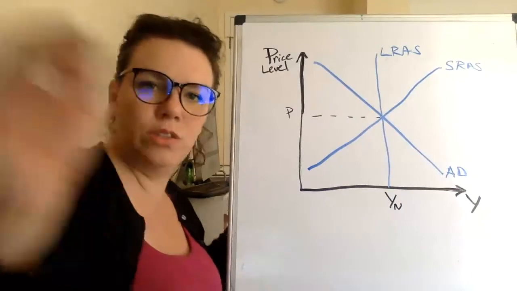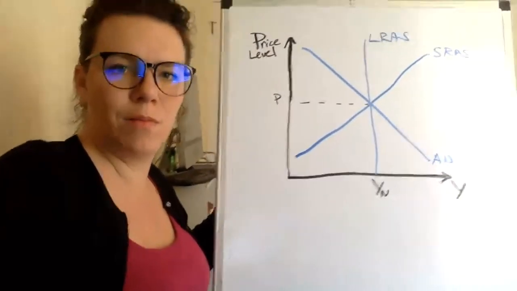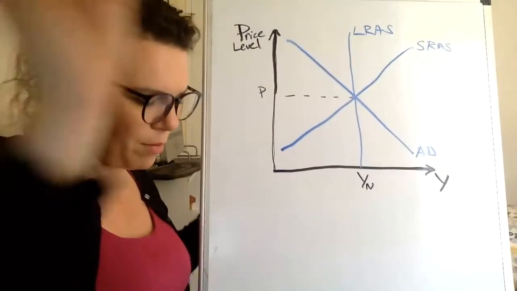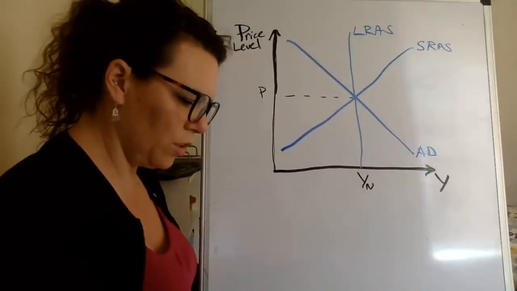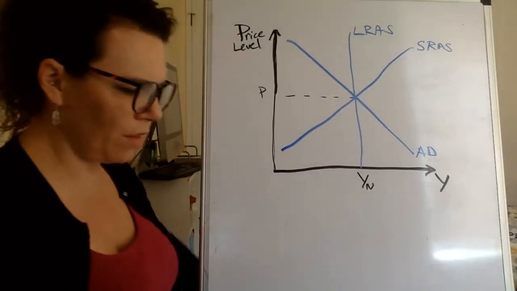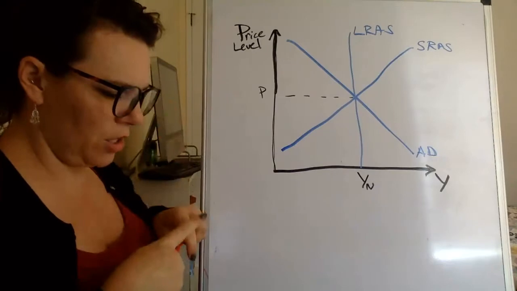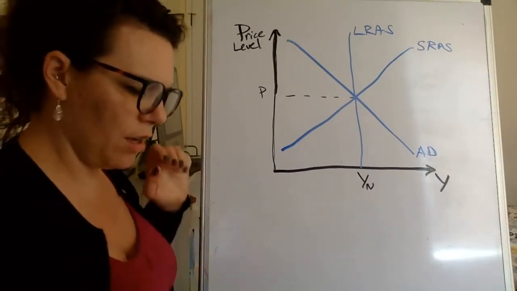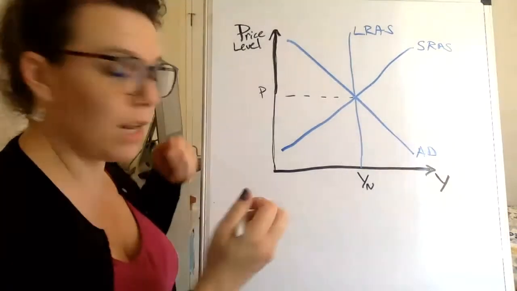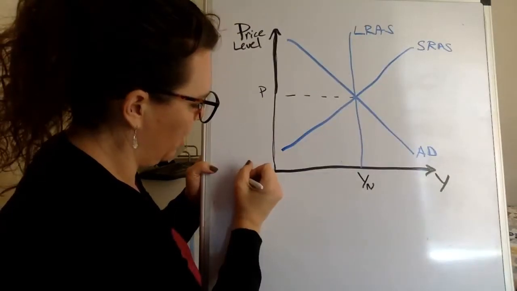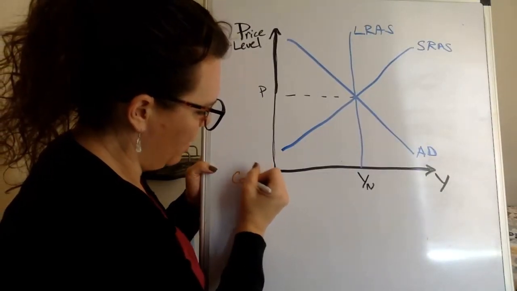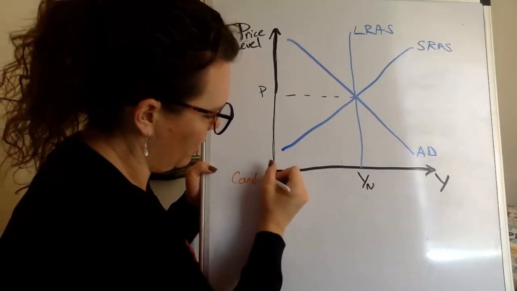So we are in equilibrium right here at some price level, and most importantly at our natural rate of output. And what we want to do is first start with some shock to the economy, which is going to be an economic crisis, right? So we're going to see COVID-19 is our economic crisis.